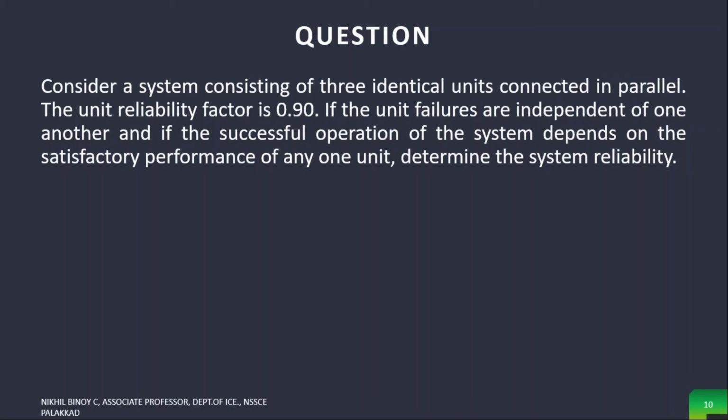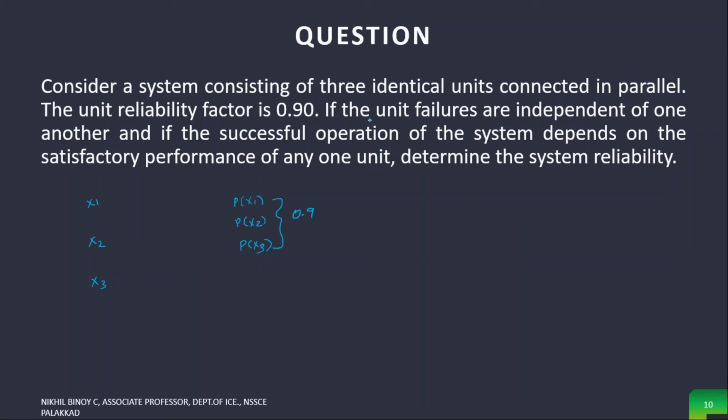Three components, that is x1, x2, x3. Okay. So now the probabilities of all components are the same, because all components are identical. The unit reliability, meaning the reliability of each component, that is P of x1, P of x2, P of x3, all are identical, so all have the same reliability 0.9.